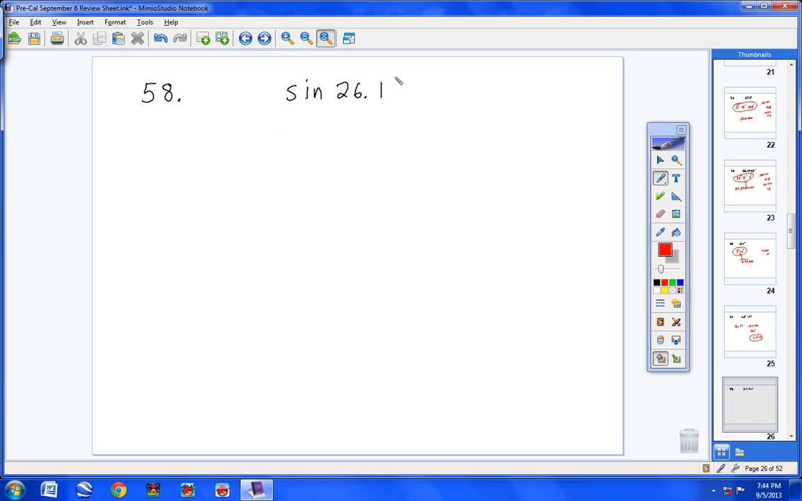Moving on to number 58. The sine of 26.1. We'll simply type that into your calculator. Type in sine 26.1, and you should get 0.4399. Moving on to number 60.